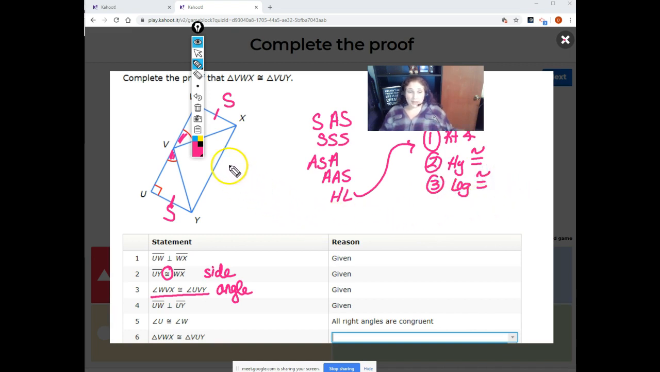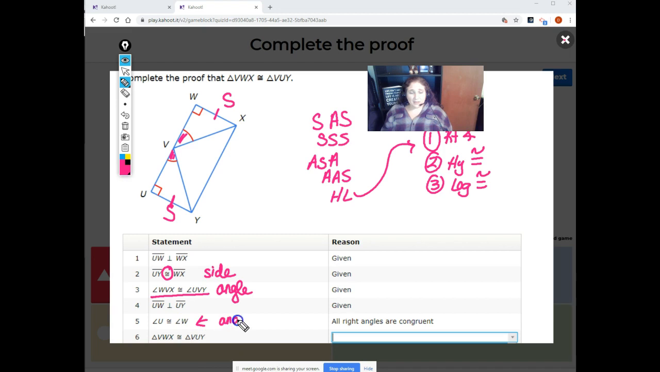So if we look at this right away, we do have a side and an angle, but what's the other thing they gave us? An angle. So right away, it can't be side, angle, side. It can't be side, side, side because we have two angles. It could be angle, side, angle, and it could be angle, angle, side.